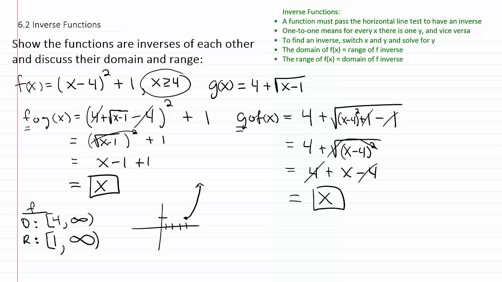Now remember, for g, that must mean that what? We don't even have to think about it. If we know that g is the inverse of f, then the domain and range are just switched. So I can just say, okay, domain and range then are switched.